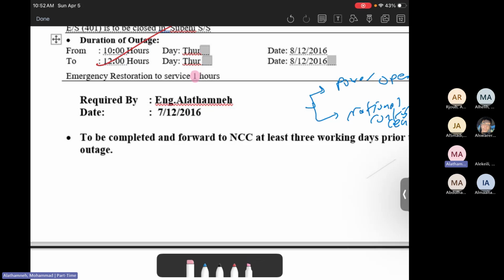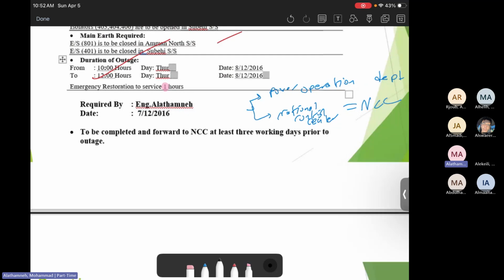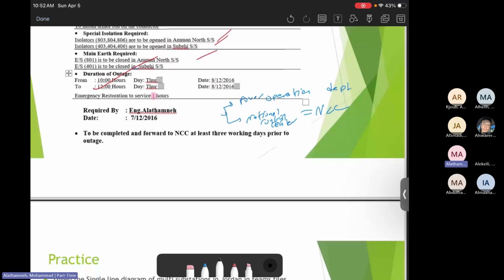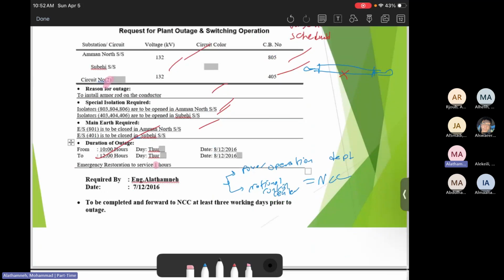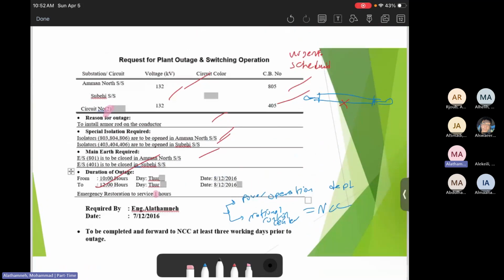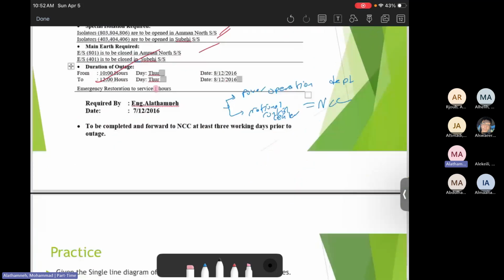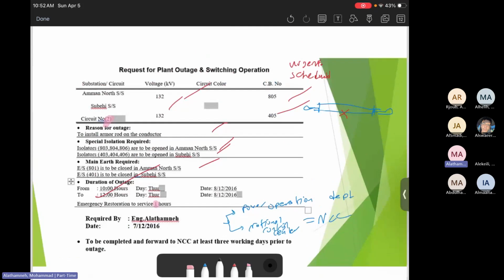So here we wrote it as 1 hour. When you call me to make a power restoration, give me 1 hour. It's going to take me 1 hour. Sometimes we can write it as half an hour. So if you need to turn back emergency restoration, you have half an hour to set everything up. Then we can go back in service. Then here is again, this is for the National Control Center. Then they will judge based on that. Okay, any question?